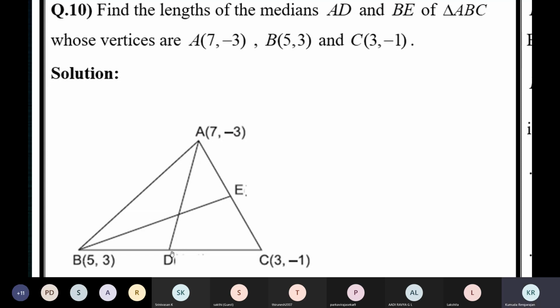Why are we using the midpoint formula? Because AD is a median, so D is the midpoint of BC. The coordinates of D and E can be found using the midpoint formula. After finding that, use the distance formula to find the lengths of the medians AD and BE.